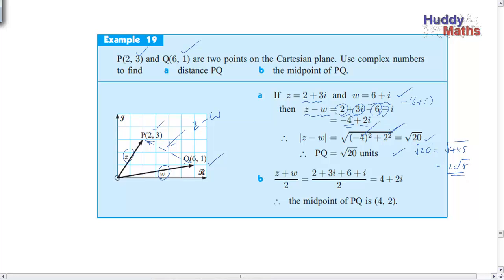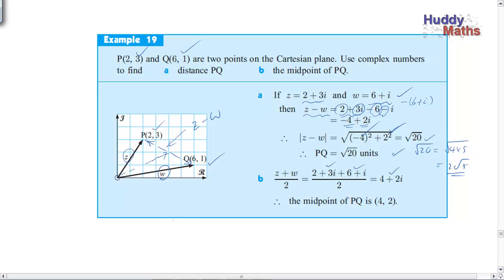Okay, and then Z plus W on 2. Now, what is that? If we did that, Z plus W divided by 2 is 4 plus 2i, and the midpoint of PQ, therefore, is (4, 2). Let's plot it out there, that's 4 plus 2i.